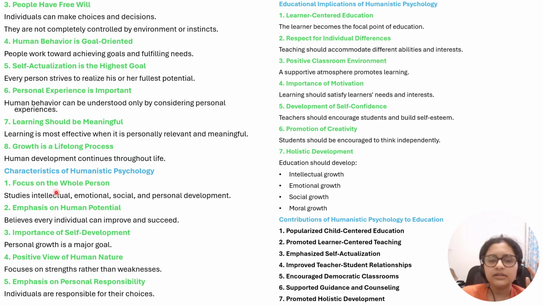What are the characteristics? Emphasis on the person as a whole. Emphasis on human potential. Importance of self development. Positive view of human nature. Emphasis on personal responsibility. What are the educational implications? Learner-centered education, respect for individual differences, positive classroom environment, importance of motivation, development of self-confidence, promotion of creativity and holistic development.